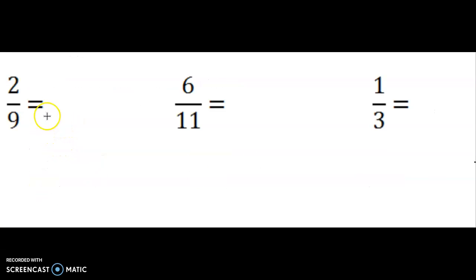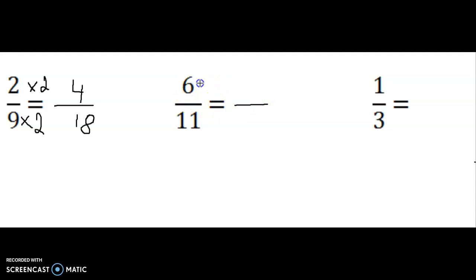Here are 3 other examples. Again, you pick any number and multiply it by both the denominator and the numerator. 2 times 2 is 4. 9 times 2 is 18. So our equivalent fraction for 2/9 is 4/18.